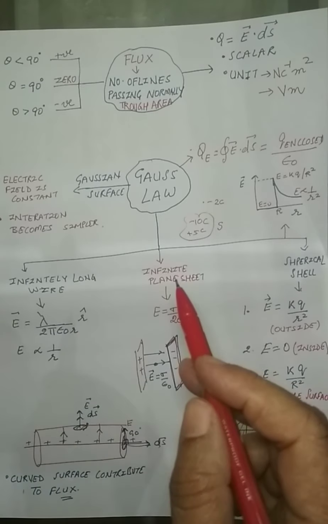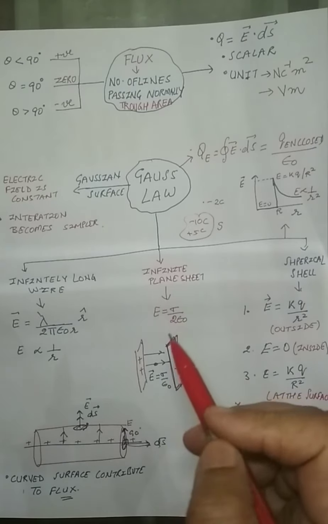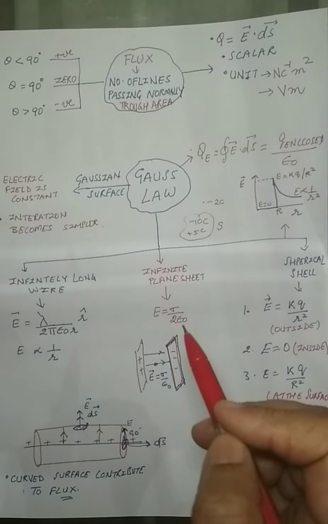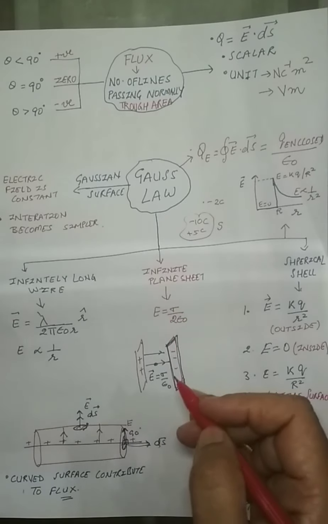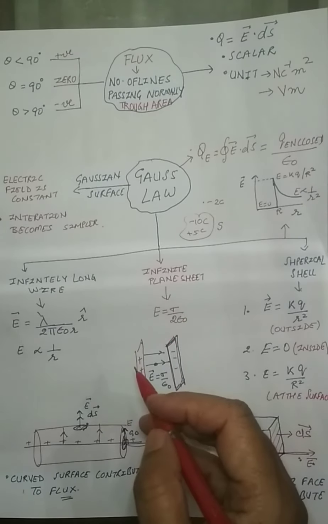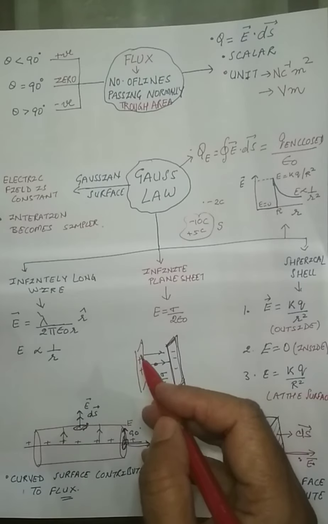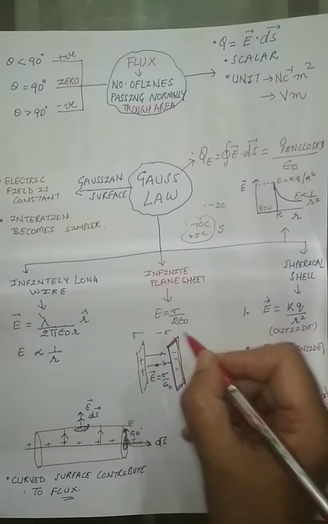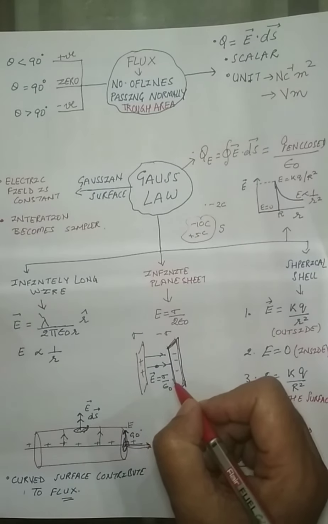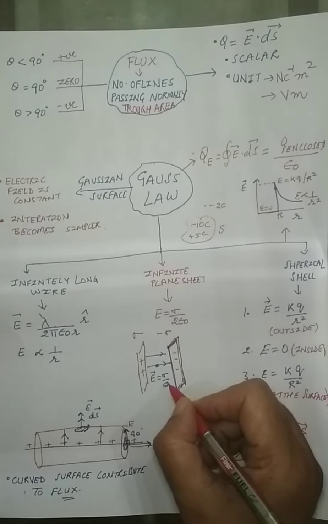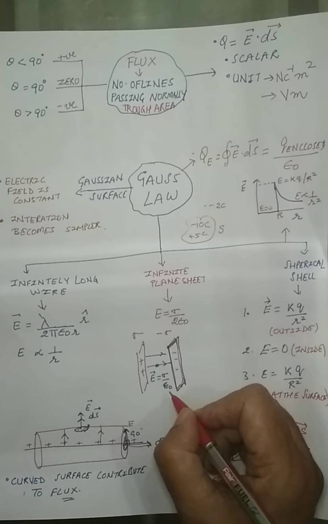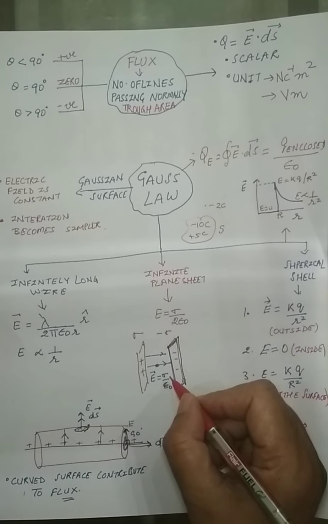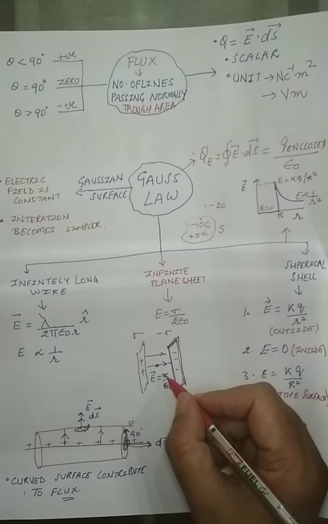Alright, and then we did the infinite plane sheet. For the infinite plane sheet, the expression was E is equal to sigma by 2 epsilon naught. And from there we took the special case where we have two plates having surface charge density sigma and minus sigma. What we found was that the electric field between the two plates was uniform, E is equal to sigma by epsilon naught. As you can see, sigma is constant and epsilon naught is constant, so the electric field between two oppositely charged plates is uniform.